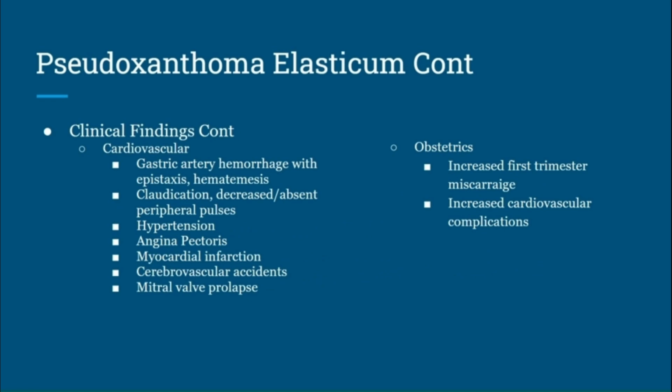There are some CV findings with this, and that includes gastric artery hemorrhage, claudication, hypertension, angina pectoris, MI, CV accidents, mitral valve prolapse. They are at an increased risk of miscarriage and are at an increased risk of cardiovascular complications during pregnancy.